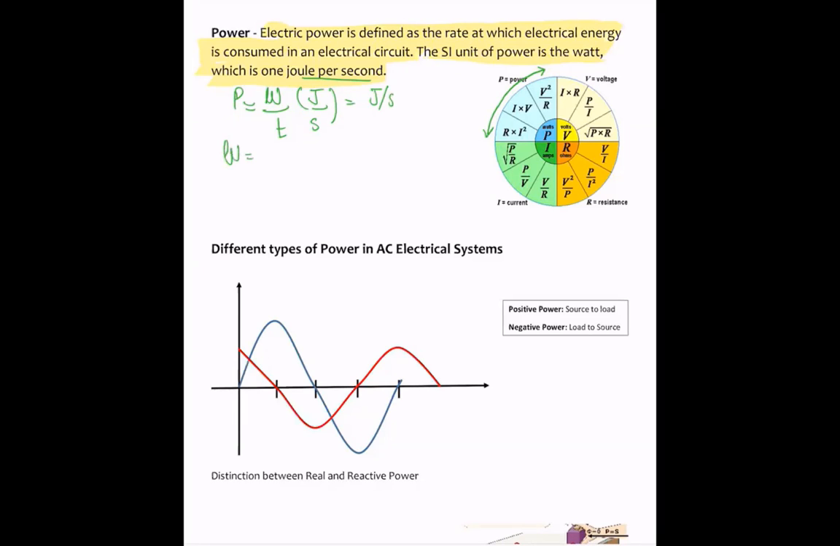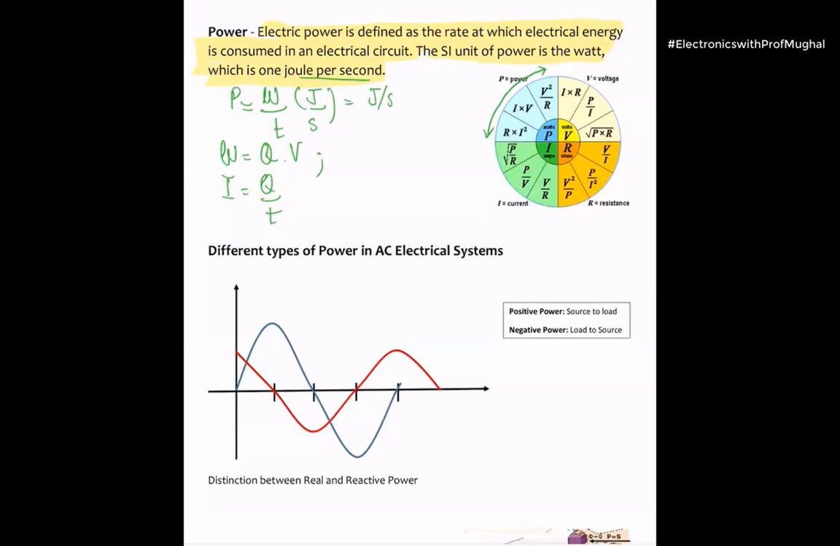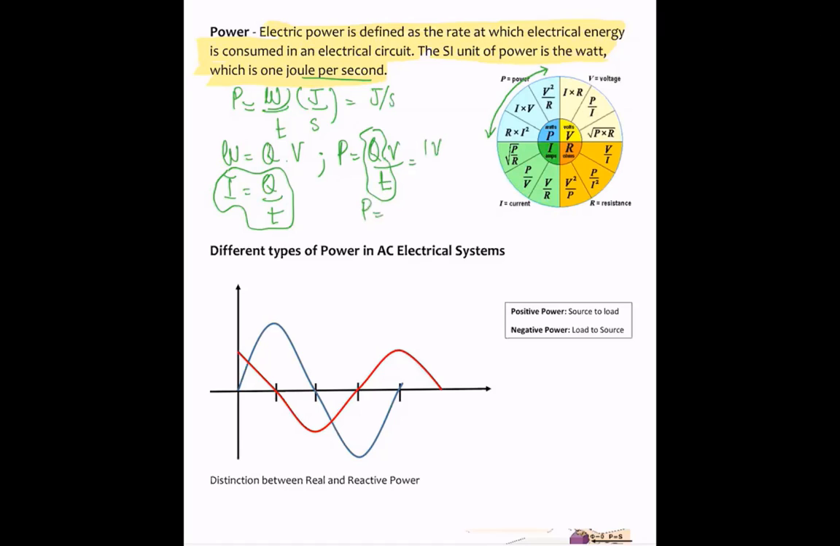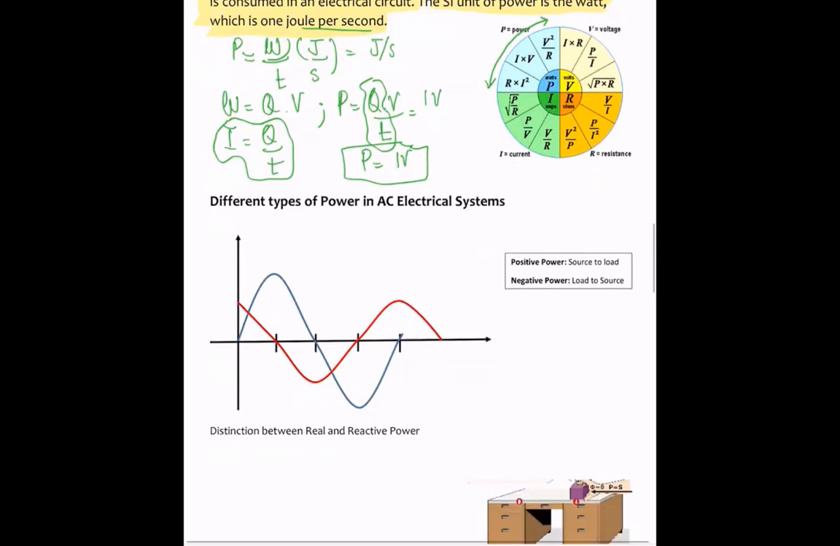And then also work is basically the quantity of the charge flowing with some potential difference, okay? And also we know that current is the rate of flow of charge per unit time, okay? So in this equation right here, if I replace W with Q times V, and then T gets here, we know that I equals Q over T, so this will be replaced by I and then V. So that's how you get P equals IV, okay? Just a simple derivation of how you get that.